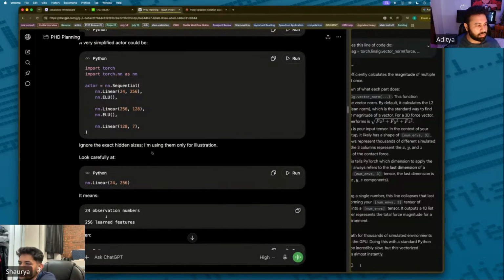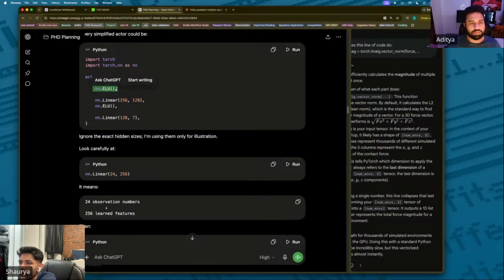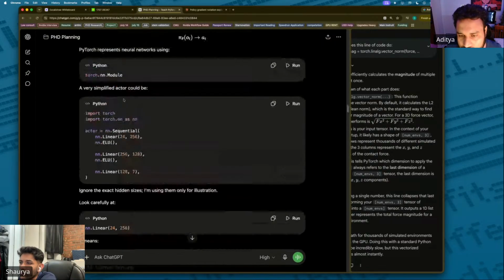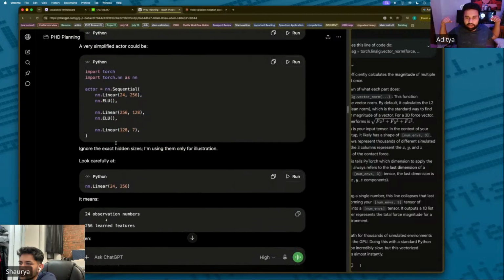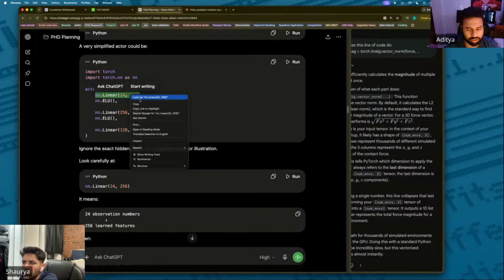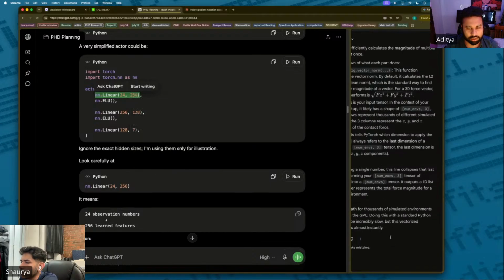Ignore the exact hidden sizes. So nn.ELU. And what is it calculating basically over here? It's calculating the tensors that you're providing. nn.Linear, what is this doing exactly? That's your neural network function. So it's a neural network linear, I don't know it. And then .Linear, it's a neural network layer or a function. And then .Linear. Wait, give me a minute.